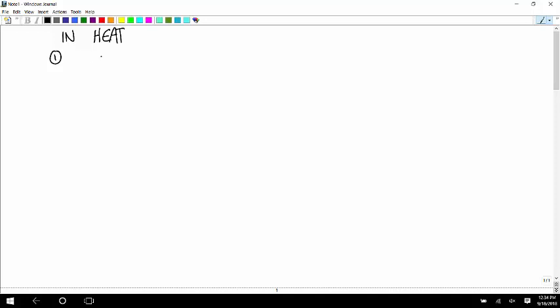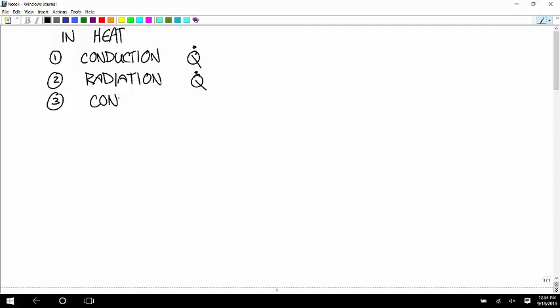And we learned the three types of heat transfer: conduction, and we learned a formula for Q dot. Radiation, we learned a formula for Q dot. And convection, we learned a formula for Q dot.